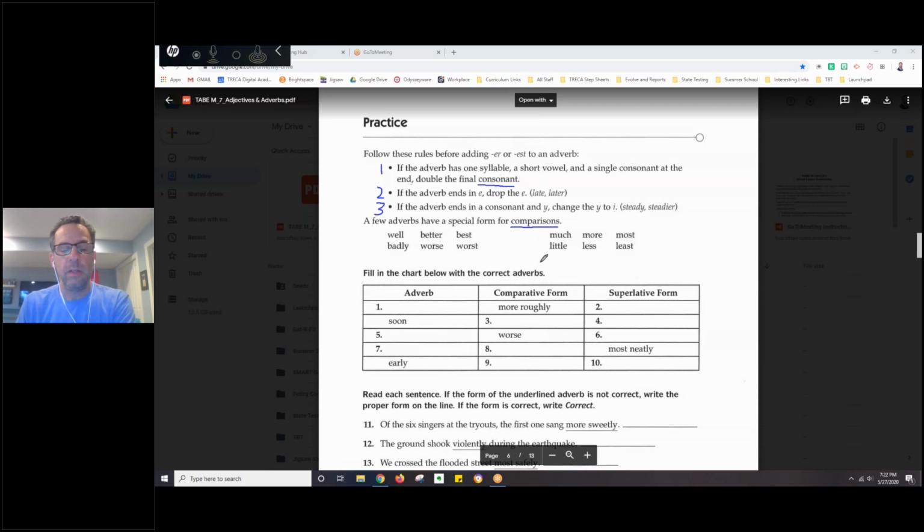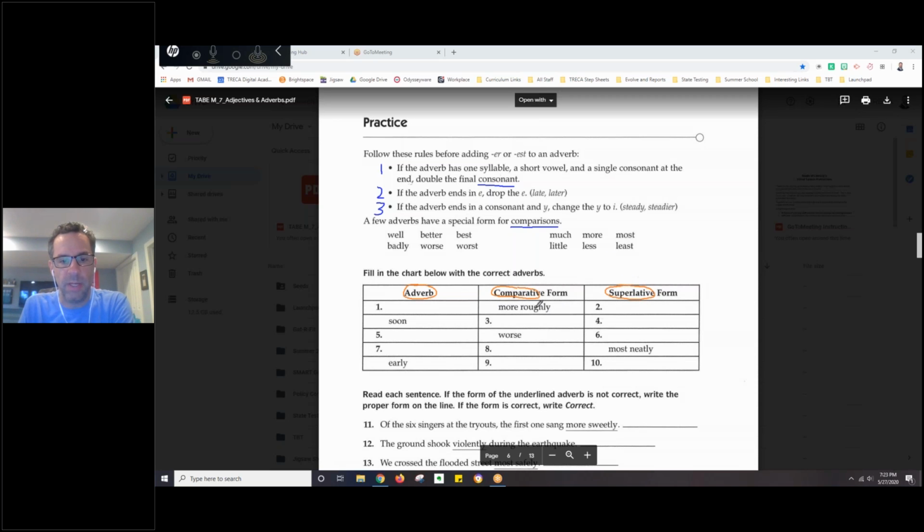I'll do 1, 2, 3, and 4, and then you can try 5, 6, 7, 8, 9, 10. For number 1, I'm tired of blue, so let's use orange. Fill in the chart with the correct adverb. This first column is the adverb, the second column is the comparative form, and the third column is the superlative form.